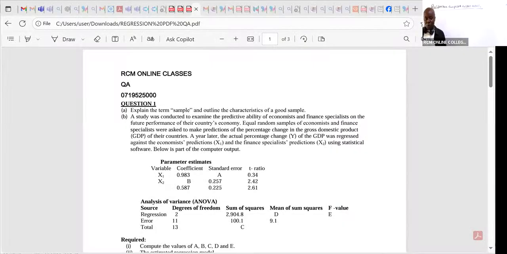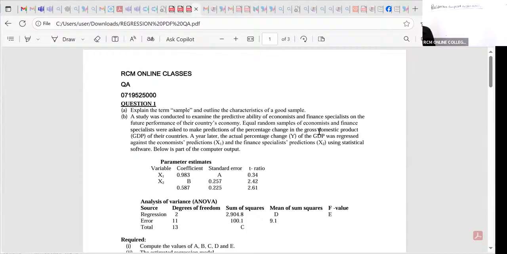So now this is the paper that I would want us to look at. Question number 1. If I taught you QA, I must have used the same questions here, but this is advanced management accounting. So we are told here, part B of this question number 1, a study was conducted to examine the predictive ability of economists and finance specialists on future performance of their country.